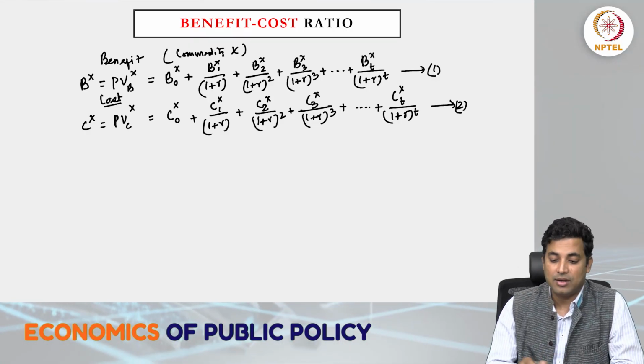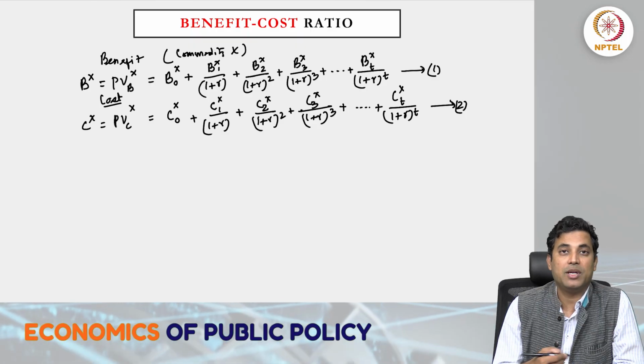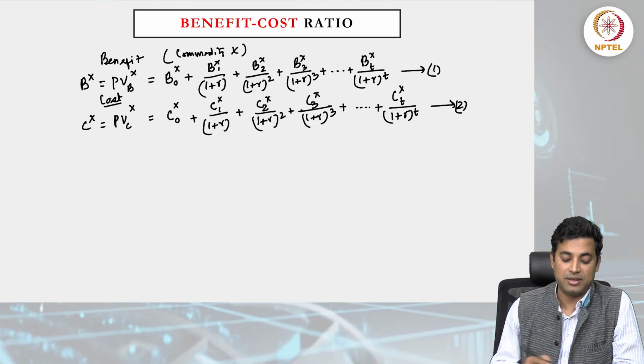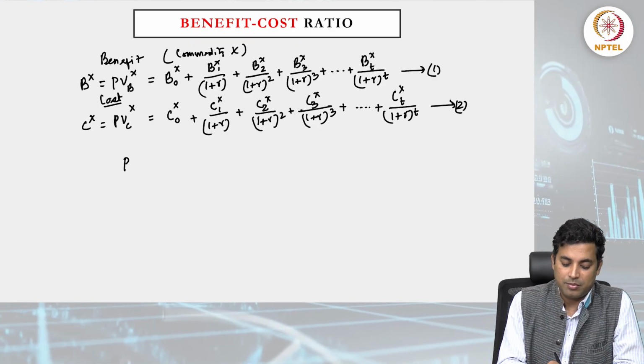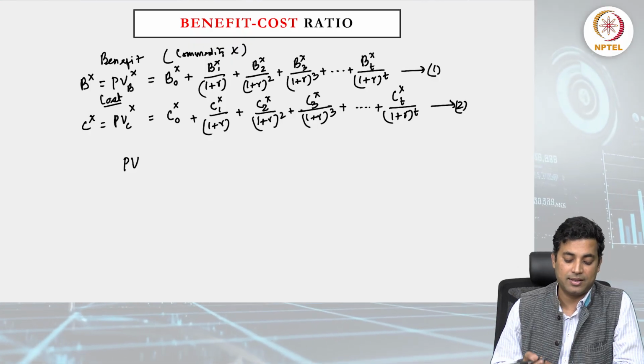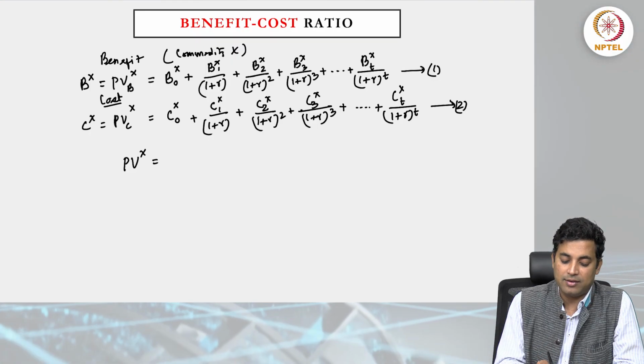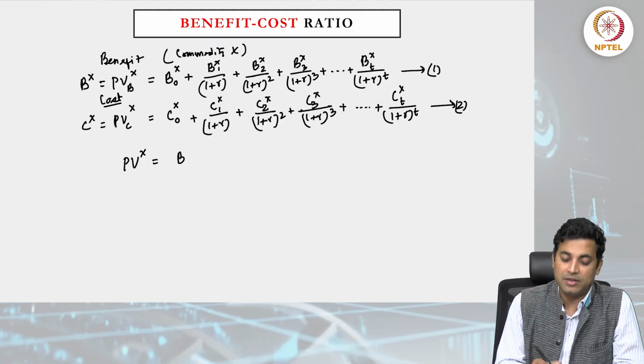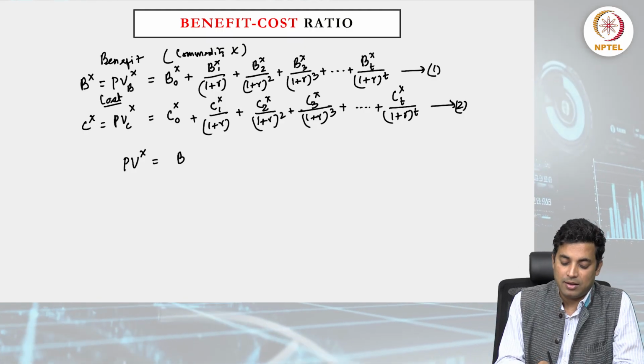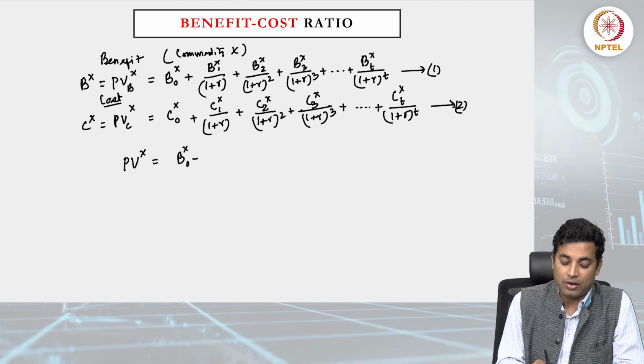When we calculate this, and try to understand what the benefit is, we get the total overall present discounted value for X, which is basically the difference between benefit and cost.